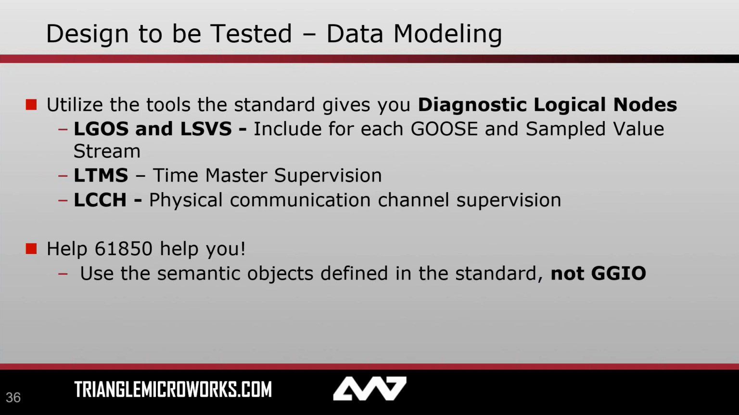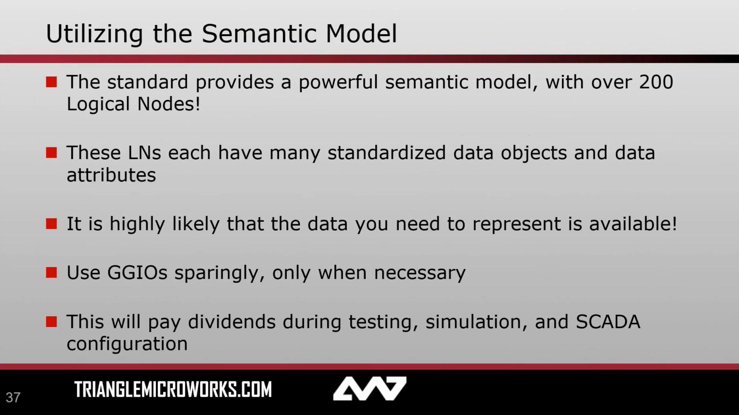And then lastly, utilize the semantic model that is described in 62850. That's not to say that you should never use GGIOs, but there are over 200 different logical nodes that are defined as part of the standard. It's very unlikely that you'll need all of them, but it is very likely that the data that you need to describe or transmit is available in one of those different logical nodes, in one of the different data objects on one of those logical nodes, and one of the different data attributes.